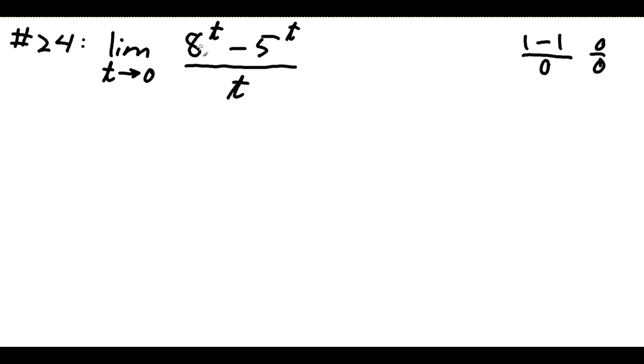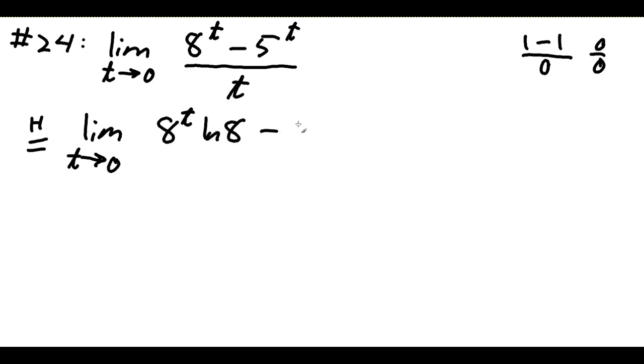Once more, we want to take a moment to look to see if there's maybe any algebra we could do to simplify this, but these exponential expressions, 8 to the t and 5 to the t, they're different bases, so they don't interact well with each other, and they also don't interact well with the t that's down here. So once more, since we have a 0 over 0 indeterminate form, we will apply L'Hopital's rule. Taking the derivative of the numerator, that would be 8 to the t times the natural log of 8 minus 5 to the t times the natural log of 5.